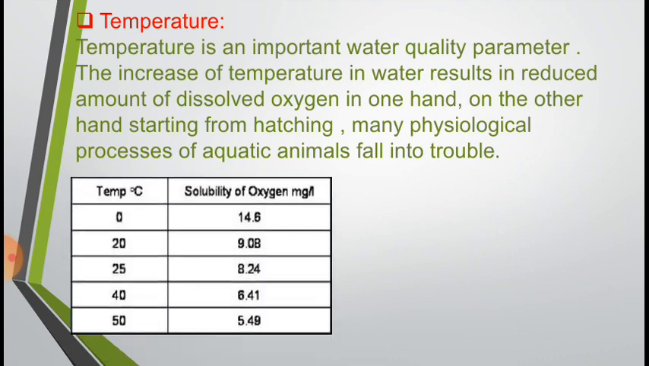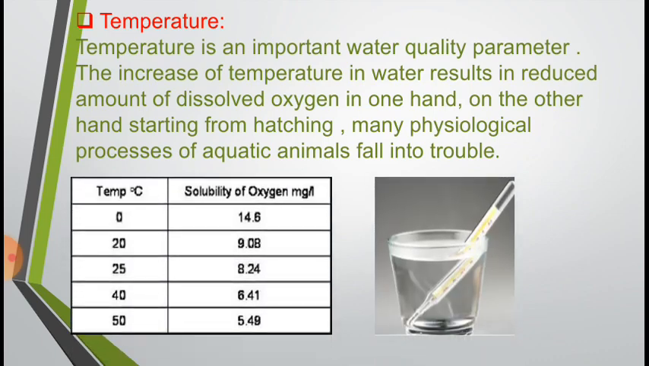Temperature. Temperature is an important water quality parameter. The increase of temperature in water results in a reduced amount of dissolved oxygen on one hand. On the other hand, starting from hatching, many physiological processes of aquatic animals fall into trouble. There is a chart we can see: when temperature is 0 degrees Celsius, solubility of oxygen is 14.6 milligram per liter. When temperature is 20 degrees Celsius, oxygen 9.08, 25 degrees Celsius, oxygen 8.24, 40 degrees Celsius, oxygen 6.41, 50 degrees Celsius, oxygen 5.49.